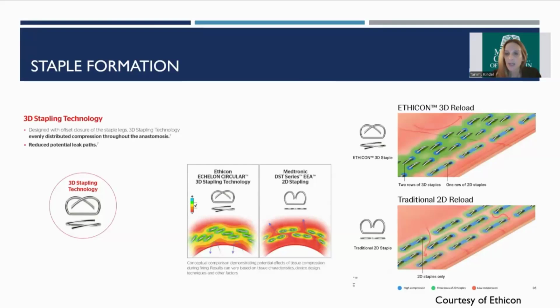And recently, Ethicon did come out with a change in the closure of the staple legs, so that rather than being linear, you can see particularly here how there's an offset of the staple legs. The manufacturer suggests that this can evenly distribute compression across the 2 layers of the tissue, and that could reduce potential leak paths as you get staple closure and healing.